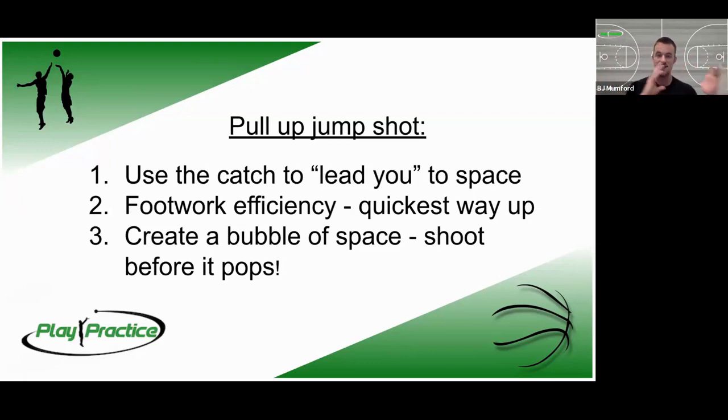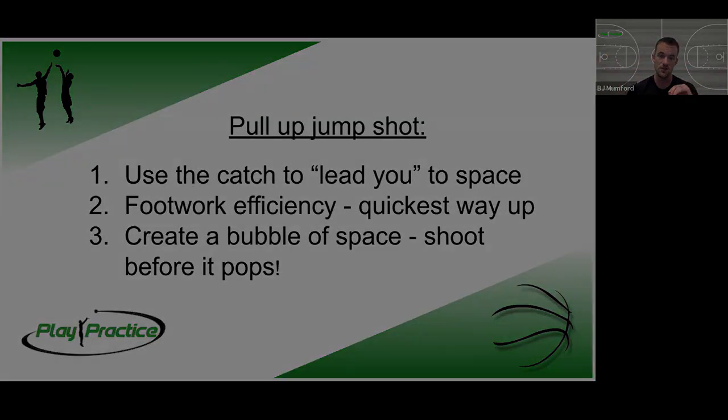If the pass is slightly outside of us, we don't really want to shoot that as a catch because it's going to throw us off balance. We can use that catch to lead us into a dribble pull-up. And if we're going to shoot a pull-up, we've created a really big bubble, and we want to get up and shoot it before that defender can collapse that bubble. Before they can pop the bubble space we've created, we need to have really efficient footwork to get up quickly and shoot it before they're able to recover and contest or block our shot.